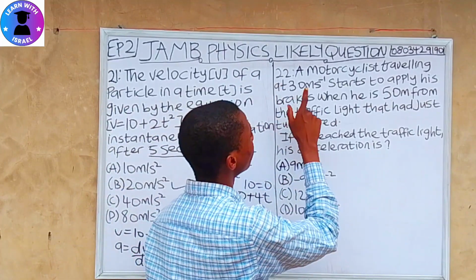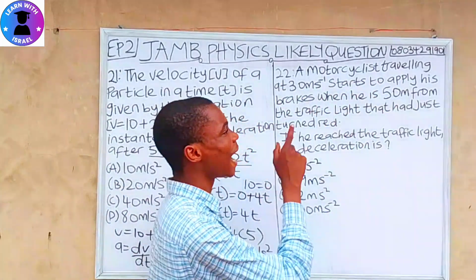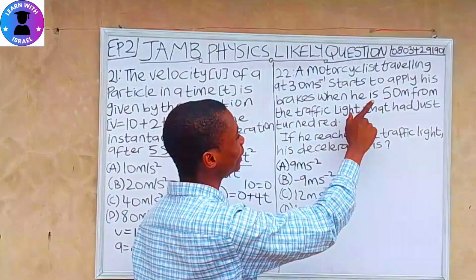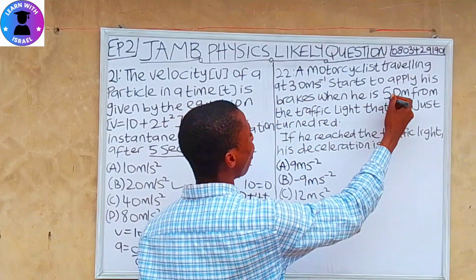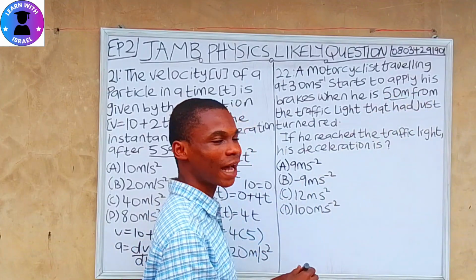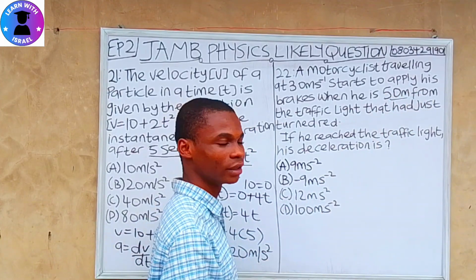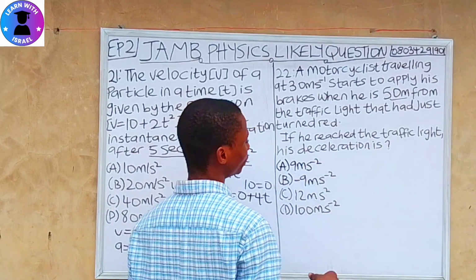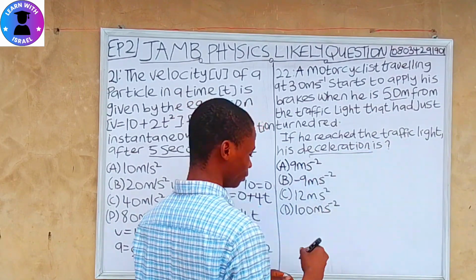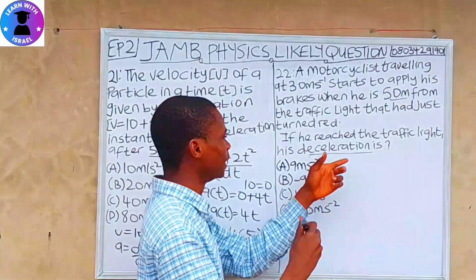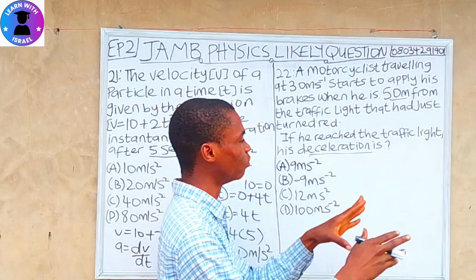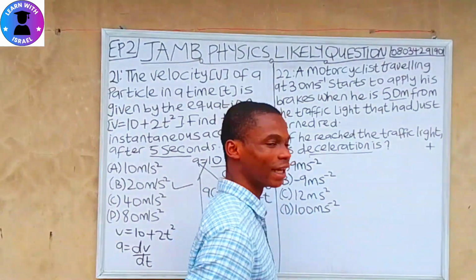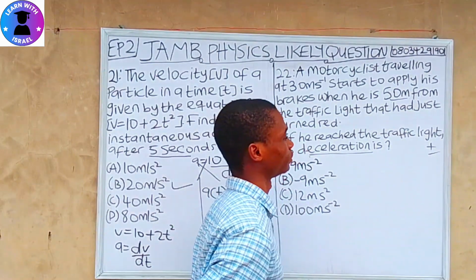Question 22. A motorcyclist traveling at 30 meters per second starts to apply his brakes when he is 50 meters from the traffic light that had just turned red. If he reached the traffic light, his deceleration is towards deceleration. Acceleration is moving forward. Deceleration is going back. For acceleration, you use plus. For deceleration, you use minus.